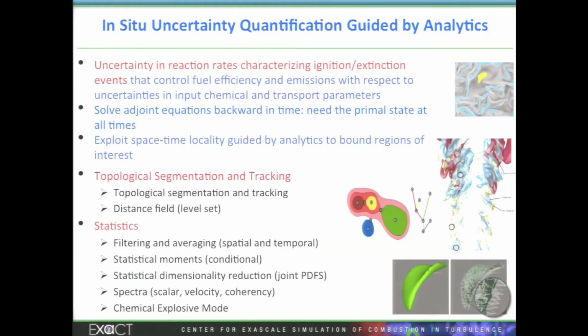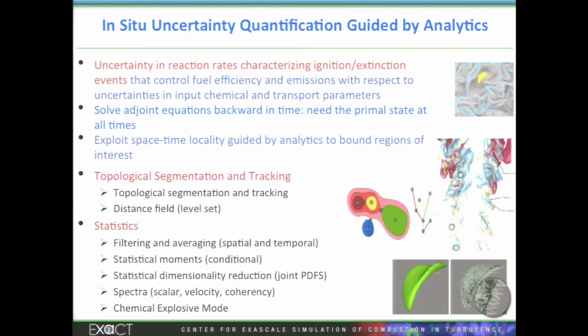Just one word about in situ uncertainty quantification guided by analytics. So here, as I pointed out earlier, we're trying to look at uncertainties in reaction rates characterizing rare events like ignition and extinction that control fuel efficiency and emissions with respect to uncertainties in the chemical and transport parameters.